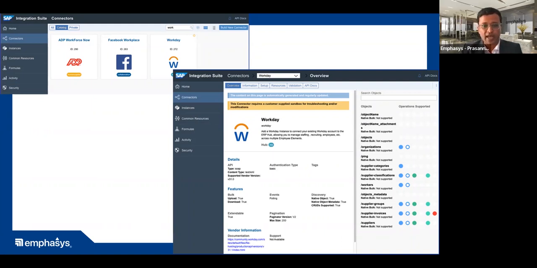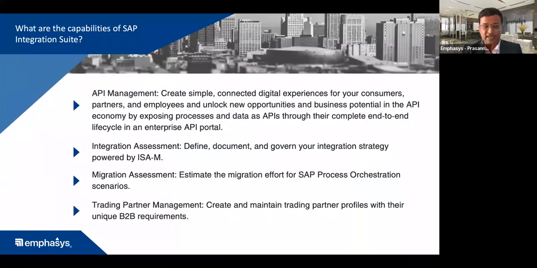It also has various other capabilities such as API Management. This is where companies can expose their data as APIs, and we can manage the entire API lifecycle here, starting with the monitoring of the APIs. We have a catalog of APIs here, which customers can browse, and developers from the customer's company can also make use of this with the help of the API Business Hub.